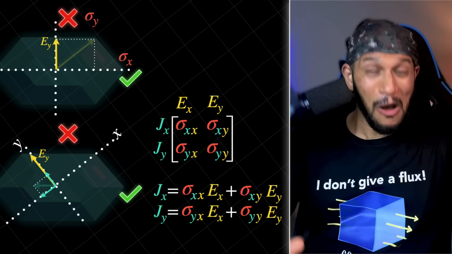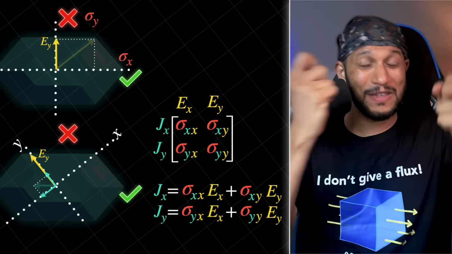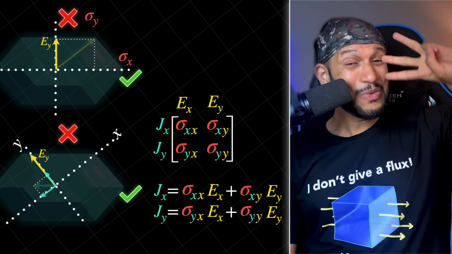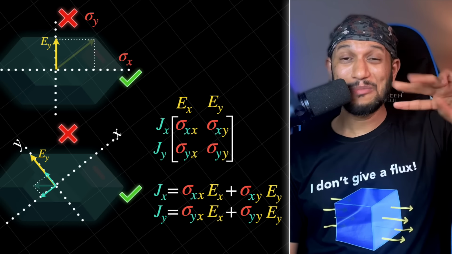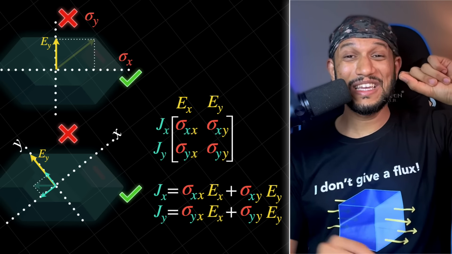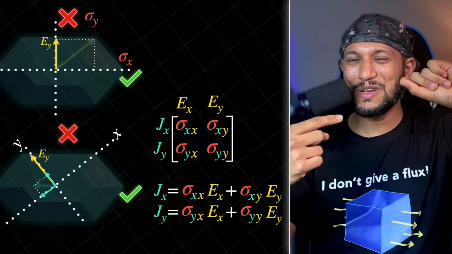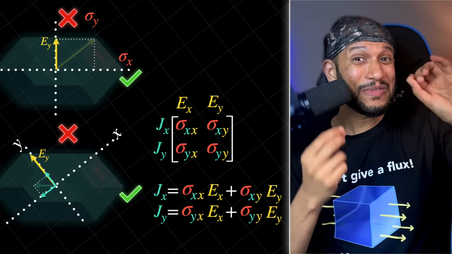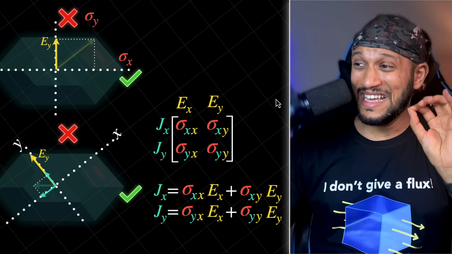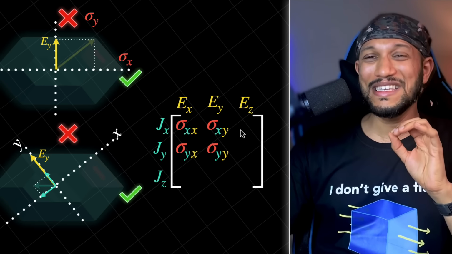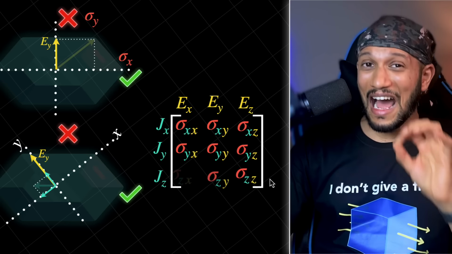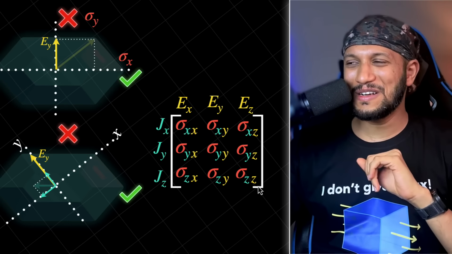Again, great idea to pause and try to do this in your head. We have 3 components of current density to calculate, but for each component of current density, we need 3 numbers because there are 3 contributions that we need to add. And therefore, we need 3 times 3, 9 numbers. And that's exactly what we see. In 3 dimensions, we need 9 numbers to fully represent conductivity.